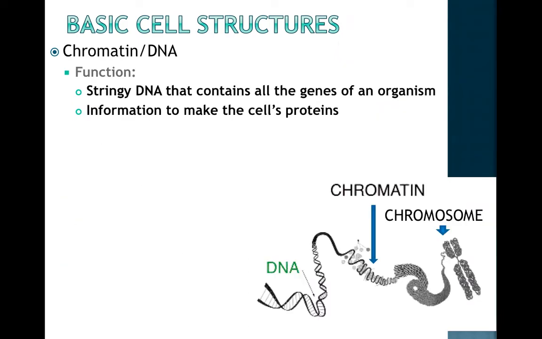The third of our four basic structures is DNA. And you see this fancy word up here, chromatin. It's, again, just a fancy word for DNA. And we've talked about DNA briefly when we talked about our four biomolecules. Remember, we have carbs, lipids, proteins, and nucleic acids, and DNA is one of our nucleic acids. DNA is found in all cells.